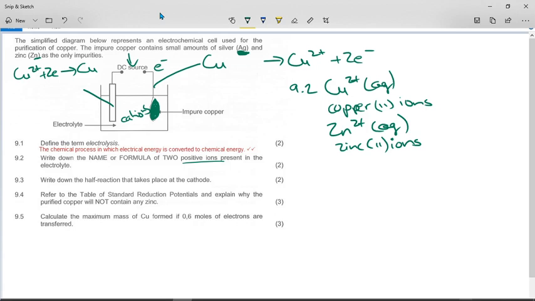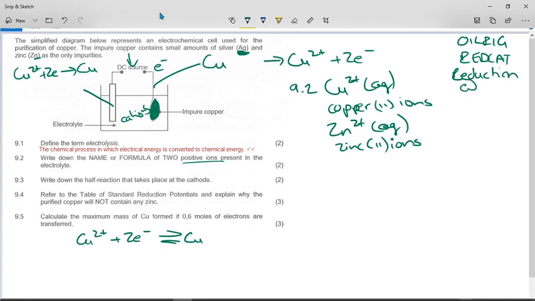Now it says to you, write down the half reaction that takes place at the cathode. So you know that this whole reaction is Cu2 plus 2 electrons goes reversibly to Cu. The whole thing that's going on here is on one electrode is the forward reaction, on one electrode is the backward reaction. What is happening at the cathode? I always tell people that if we do this, we write oil rig, red cat, okay? So red cat stands for reduction occurs at the cathode, okay?